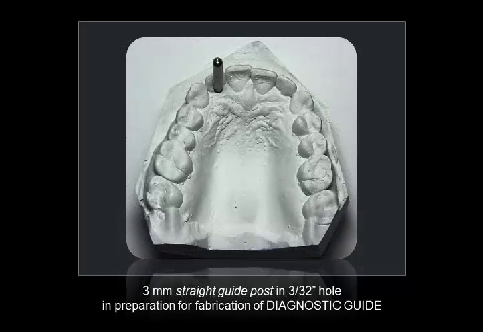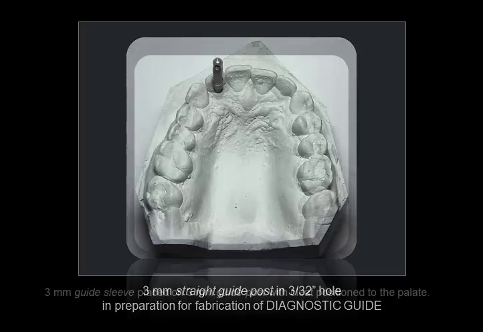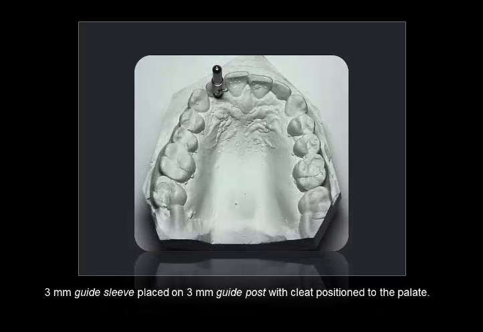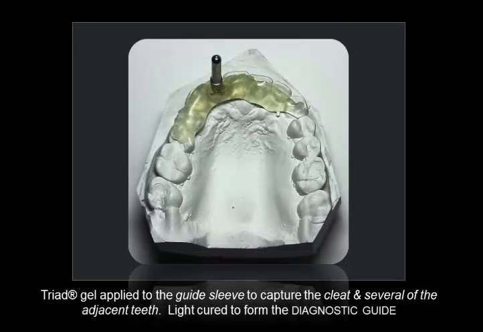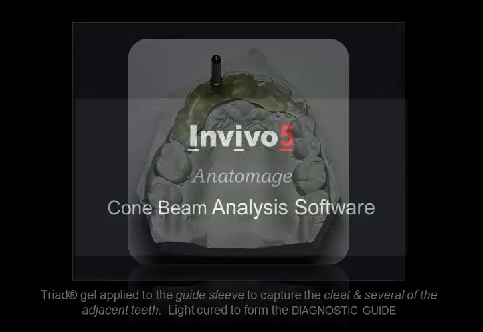A 3 mm straight guidepost is placed in the 3/32 hole. A 3 mm guide sleeve is placed over the guidepost with the cleats positioned toward the lingual surface. The cast and several of the adjacent teeth are lubricated with petroleum jelly. Triad gel is added to capture the cleats on the guide sleeve and several of the adjacent teeth to form the diagnostic guide. The diagnostic guide is removed from the cast, placed in the patient, and the cone beam x-ray is taken.